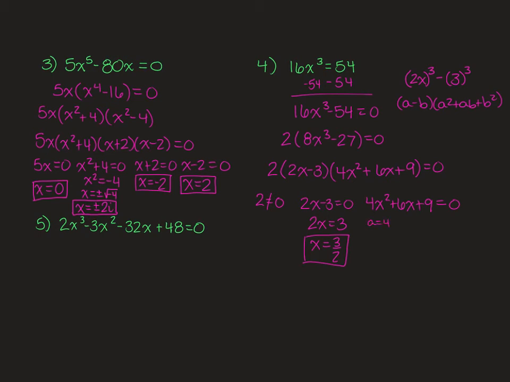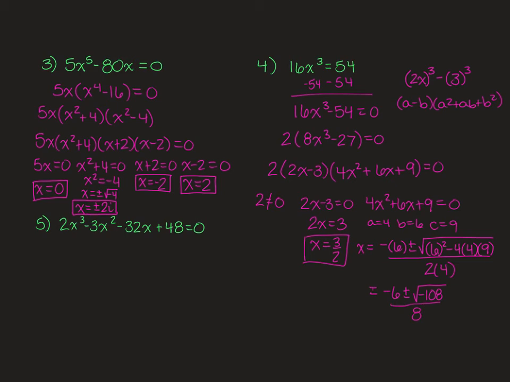So a is equal to 4, b is 6, c is 9. So quadratic formula is negative b plus or minus the square root of b squared minus 4 times a times c all over 2 times a. So if you simplify this all out, you will get negative 6 plus or minus the square root of negative 108 all over 8. So we need to simplify this.